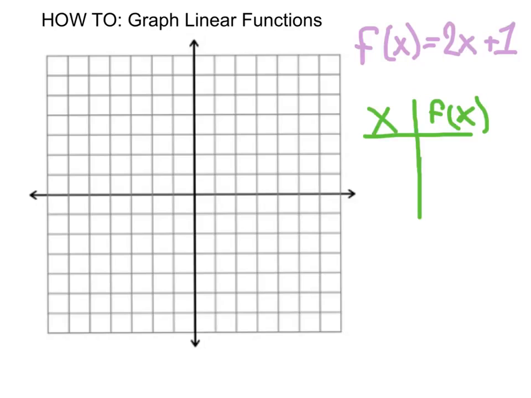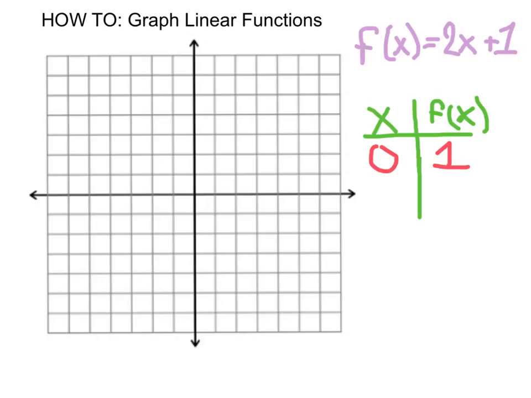So choose any two x values. I'm going to choose 0 for my first x value. If you plug in 0, 2 times 0 is 0, plus 1 is 1. So when x is 0, f of x is 1.